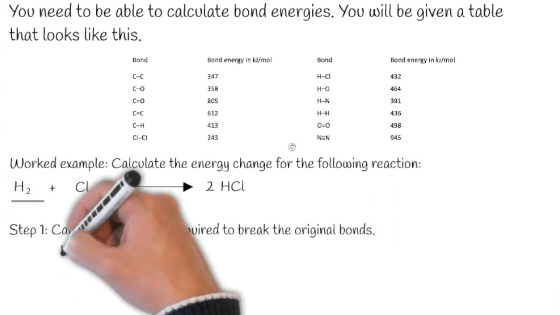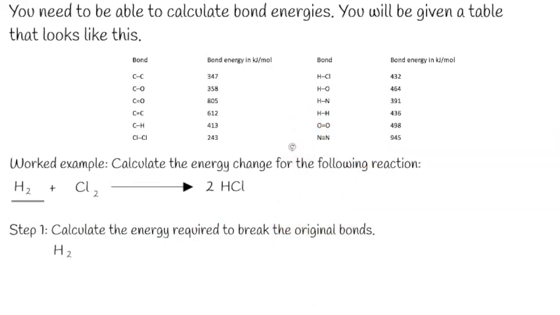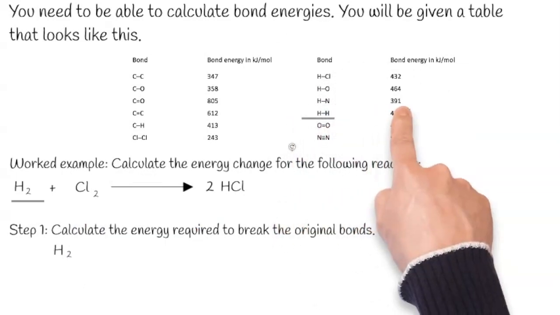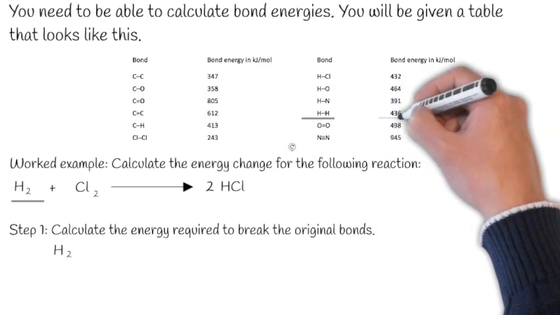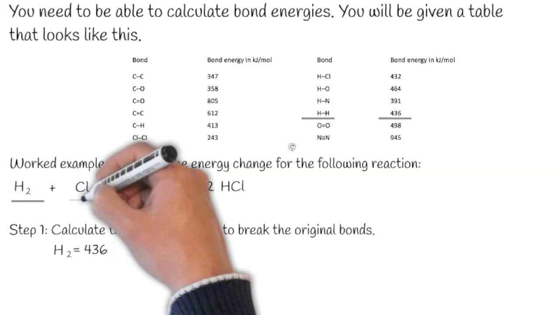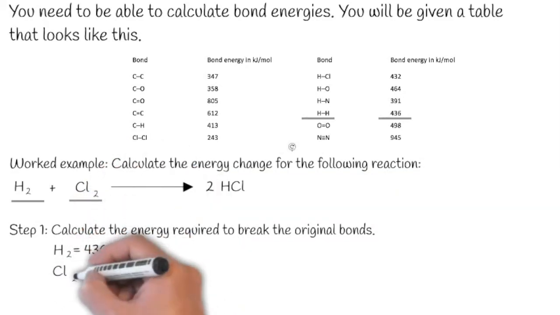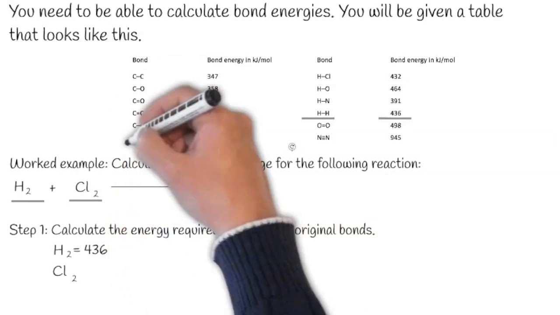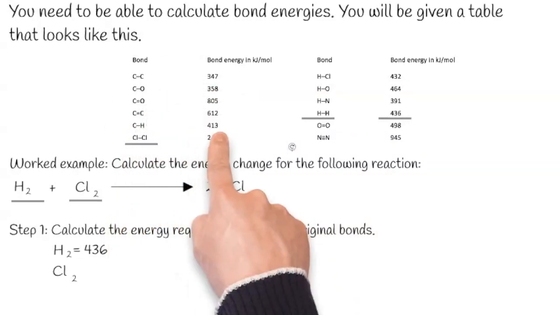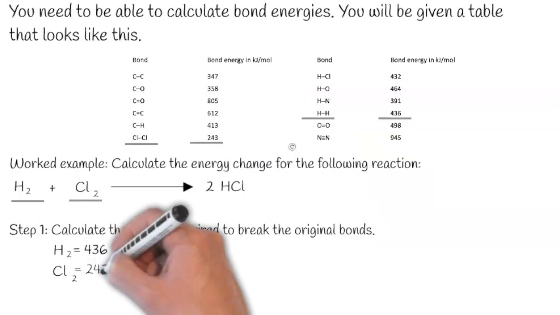So we'll start with H2. If you look in the table, to break a H2 bond requires 436 kilojoules per mole of energy. And now we'll do Cl2. To break this bond, it requires 243 kilojoules per mole of energy.